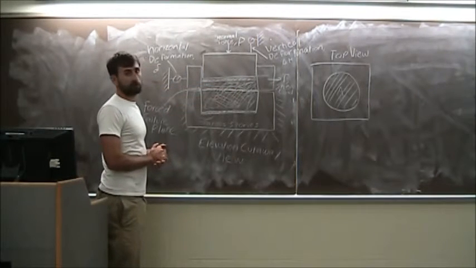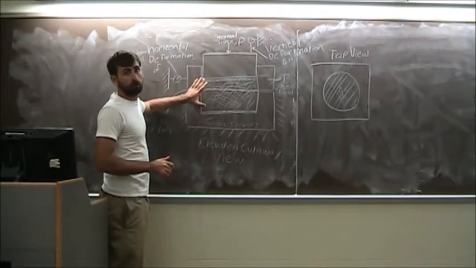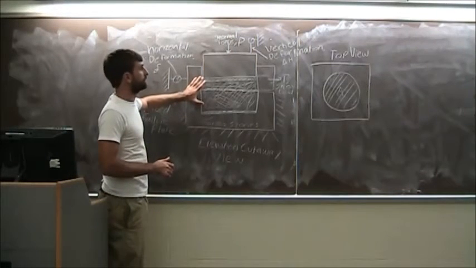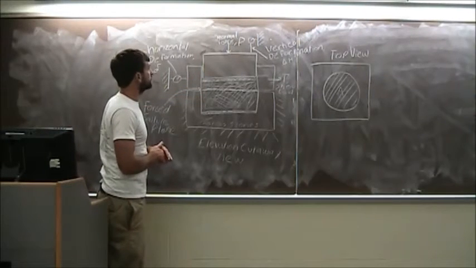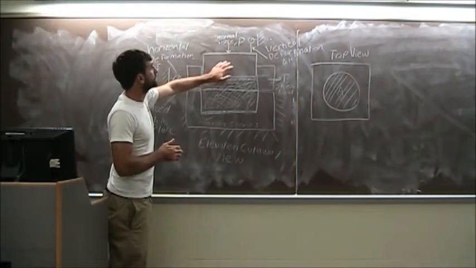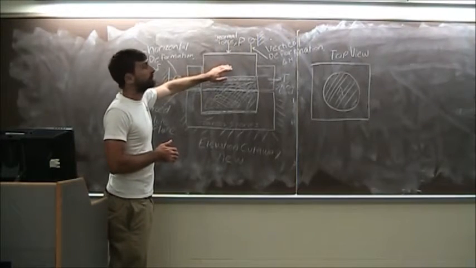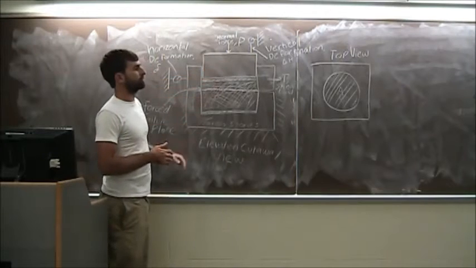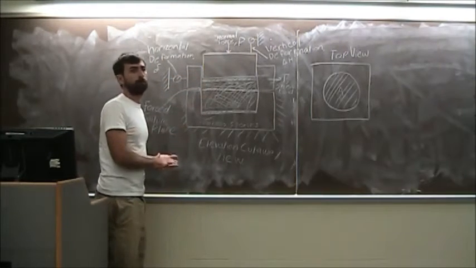The test is run saturated, and you have porous stones on the top and the bottom, which allow the test to drain during your test. And this piston on top is so you can apply normal force to your specimen, and that way you can get different stress states and figure out that failure envelope.